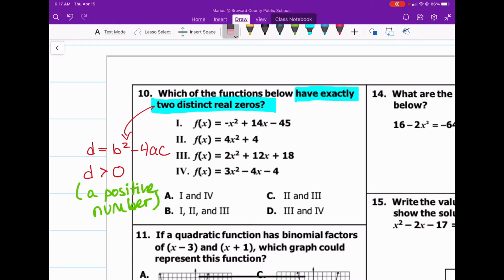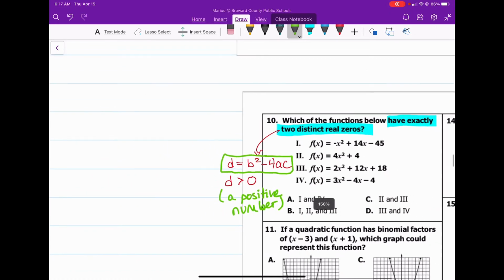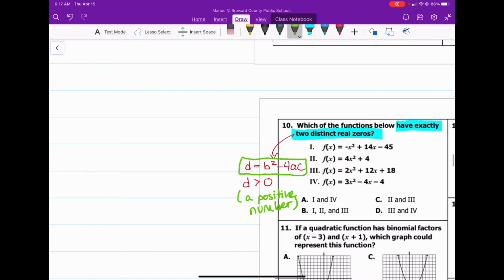Okay? So as long as when you plug in a, b, and c into this formula for the discriminant, that answer comes out to be a positive number, greater than 0, then that function is said to have two real zeros. So let's go ahead and work some problems out and see what we come up with.